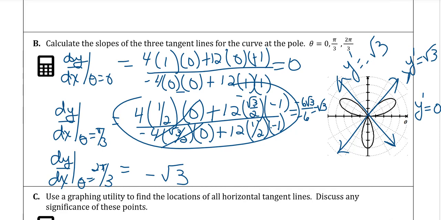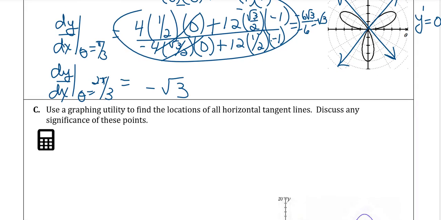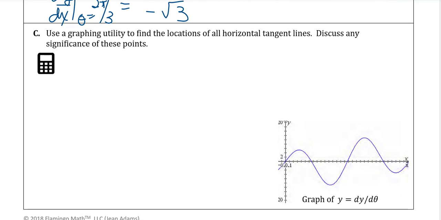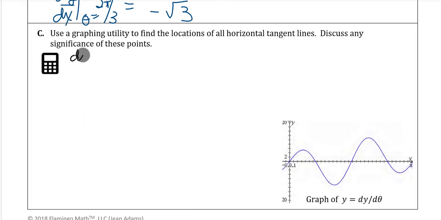So that's part B. And then in part C, it says, use a graphing utility to find the location of all horizontal tangent lines. Discuss any significance of these points. So we do have the graph here of dy dx already for us. So if we want the horizontal tangent lines, what we want is where dy d theta equals 0, just that part. And so that is equal to our derivative we found in part A, the numerator. So 4 cosine theta, 3 sine theta.